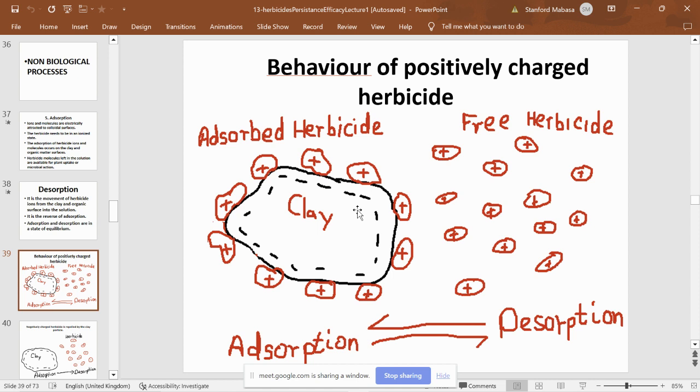So clay particles always attract herbicide ions which are charged. And the free herbicide which is in the solution will be available to kill the weeds. So there's always adsorption and desorption processes which are in equilibrium.